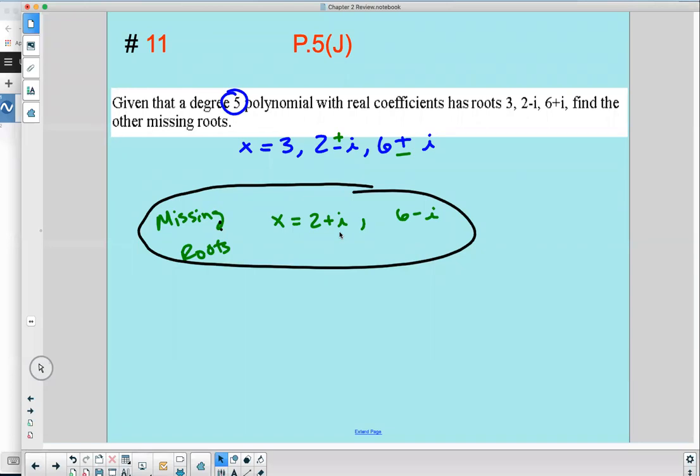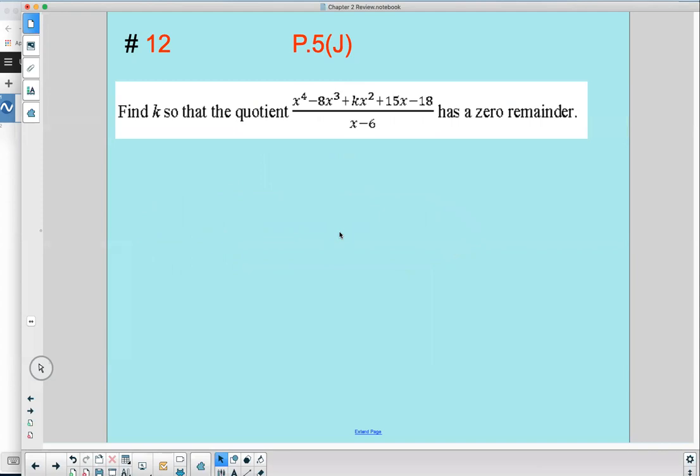Nice to have a quick problem after that long problem. Number 12. Here's synthetic. Yes, I like this. I love synthetic. This one is kind of like a game to figure out what the number has to be. It says find k so that the quotient has a 0 remainder. That means that r of x equals 0.